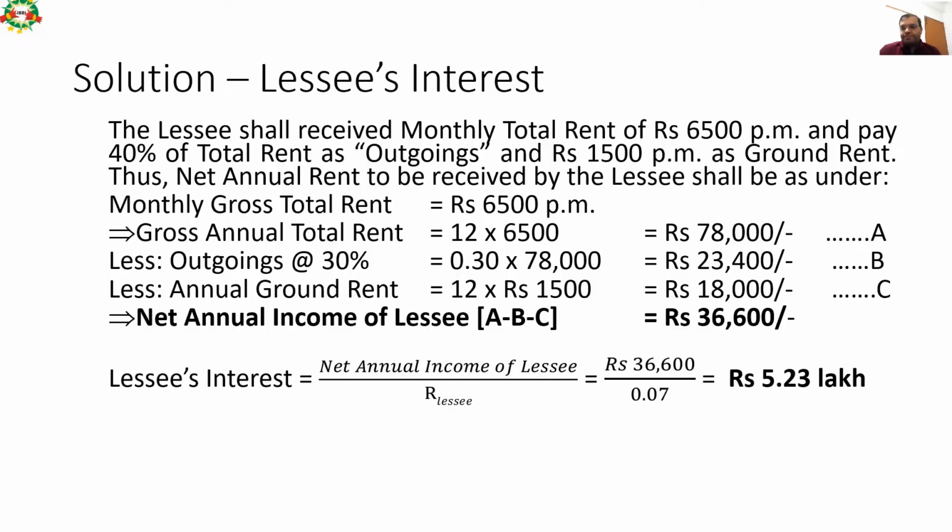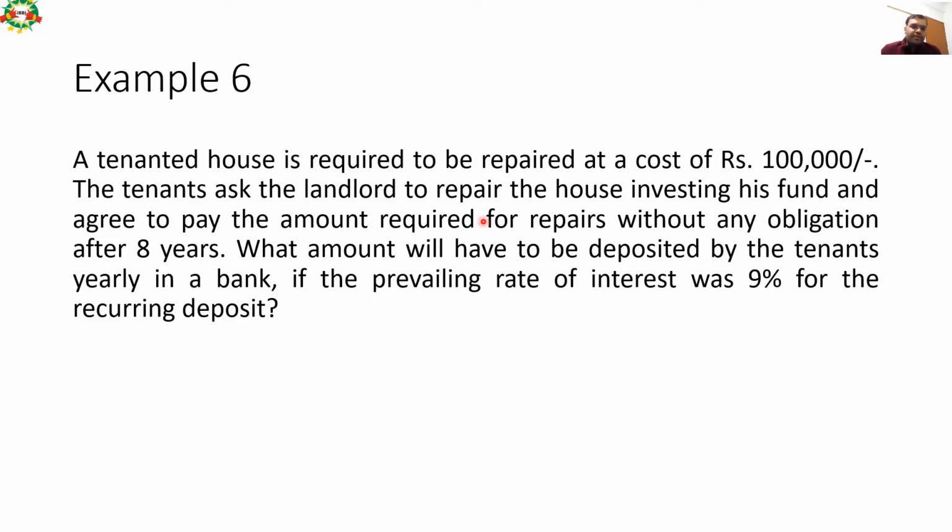5.23 lakhs. Next example: a tenanted house is required to be repaired at a cost of rupees 1 lakh. The tenants ask the landlord to repair the house, investing his fund, and agree to pay the amount required for repairs without any obligation after 8 years. What amount will have to be deposited by tenants yearly in a bank if the prevailing rate of interest is 9% for the recurring deposit? So here we had discussed the concept of sinking fund. So here we have to calculate the gross sinking fund.